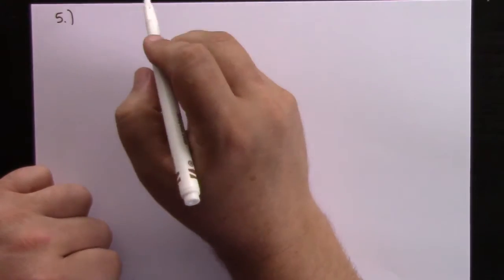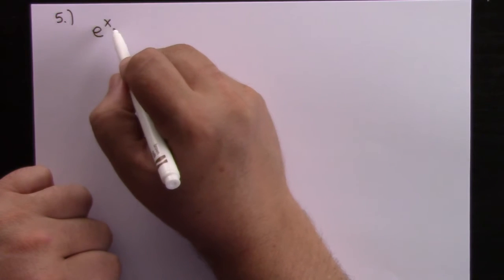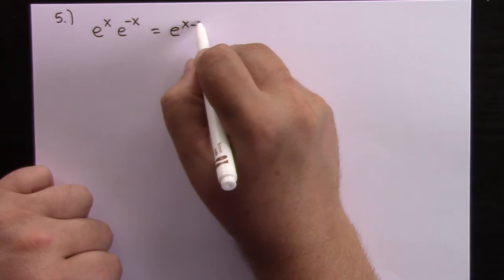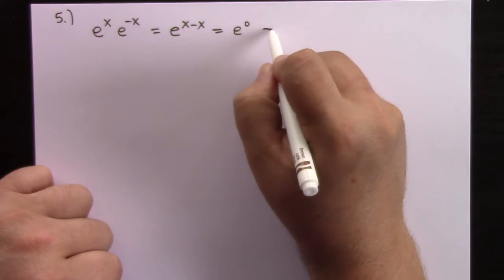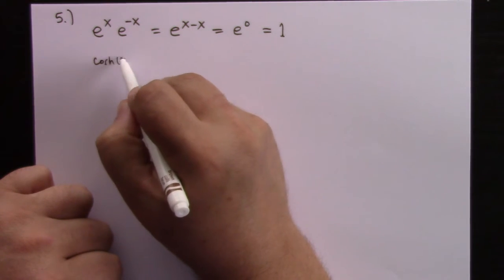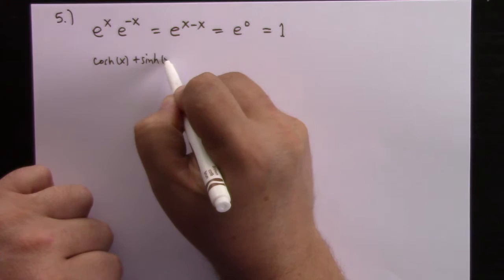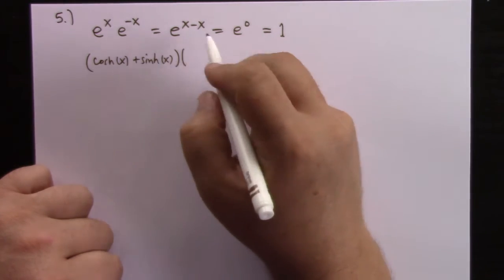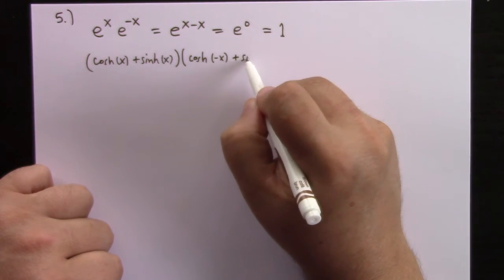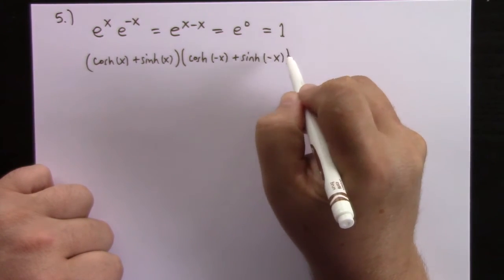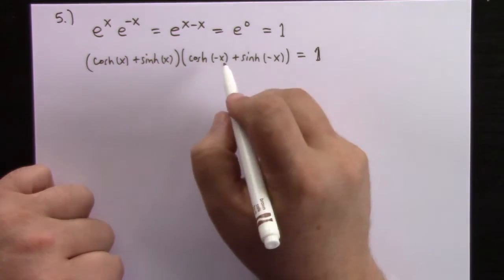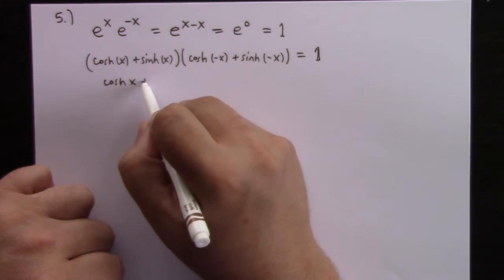So what else can we say about cosh and sinh? How about this? What's e to the x times e to the minus x? Well, you know that that's e to the x minus x, which is equal to e to the 0, which is 1, right? But e to the x is cosh x plus sinh x, and e to the minus x, by definition, is cosh of minus x plus the sinh of minus x. And that should be equal to 1, right?